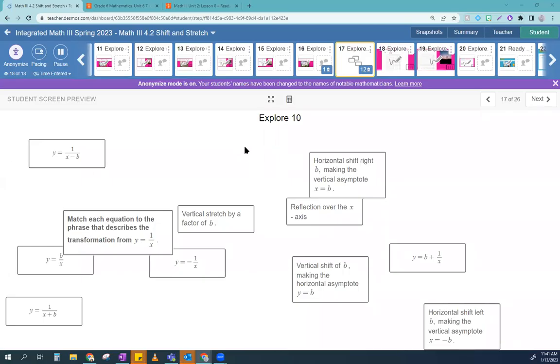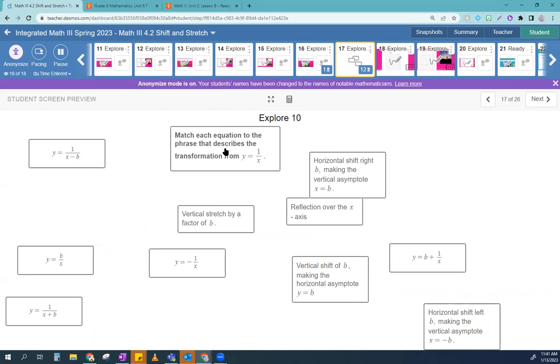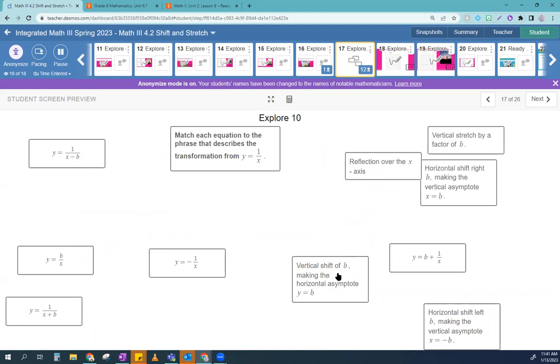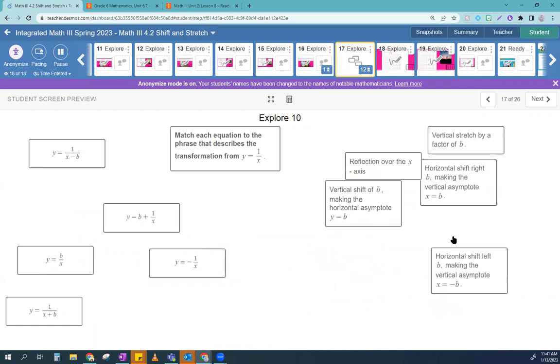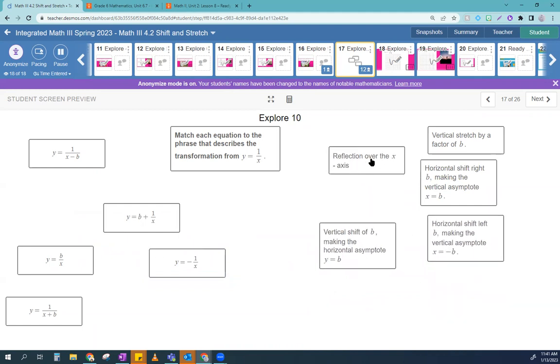Okay, so we're going to do Explore 10 for 4.2, and here's just the instructions. It says match each equation to the phrase that describes the transformation from y equals 1 over x. So I'm going to put all my wordy stuff over here and all my equations over here. So which one of these do you guys want?